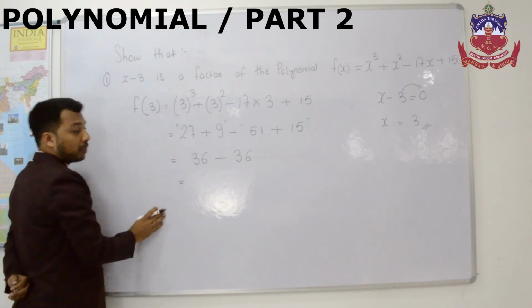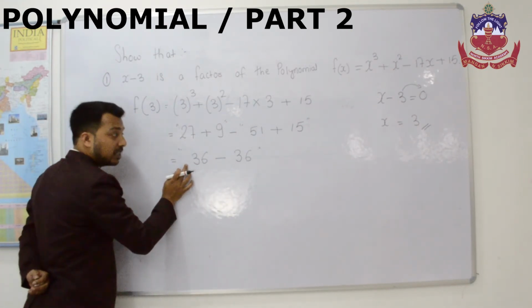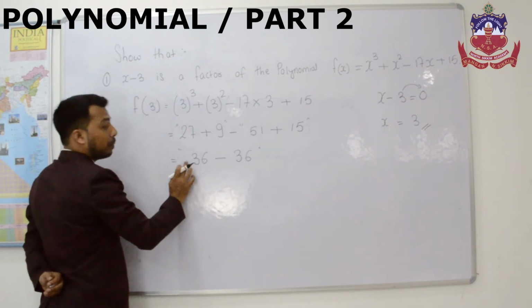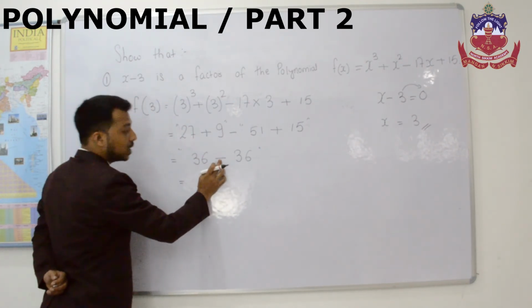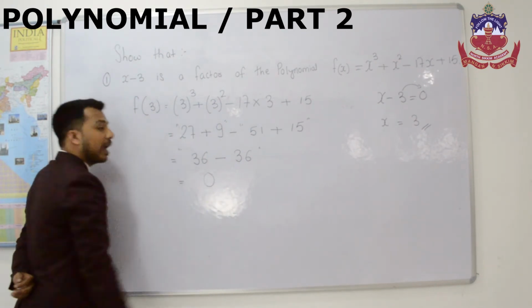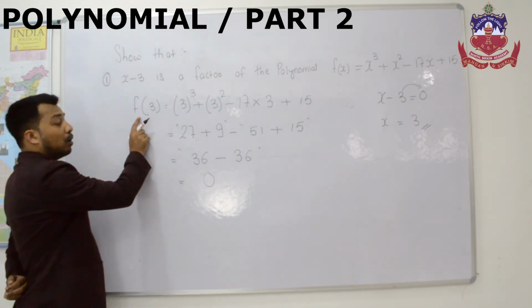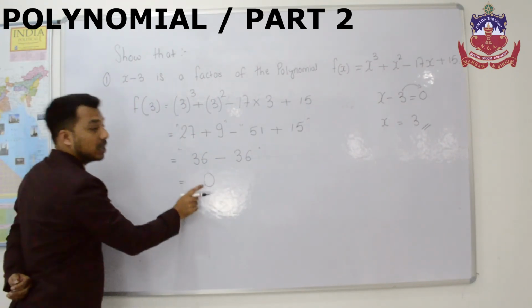In the next step, let's simplify this. So we have positive 36 and negative 36. So plus into minus will give us minus. So 36 minus 36 will give us the answer 0, and 0 does not have any sign. So we have found the value of the polynomial as 0.